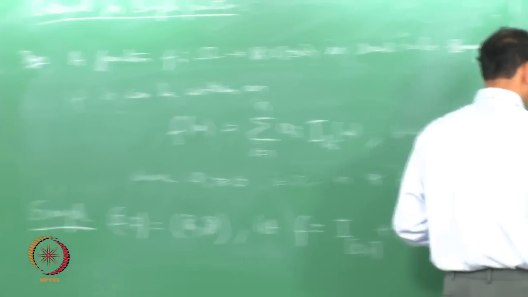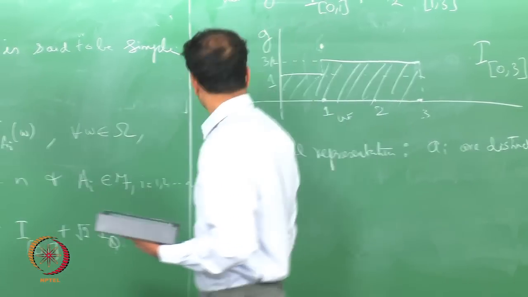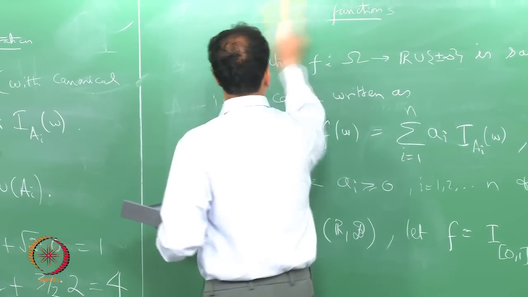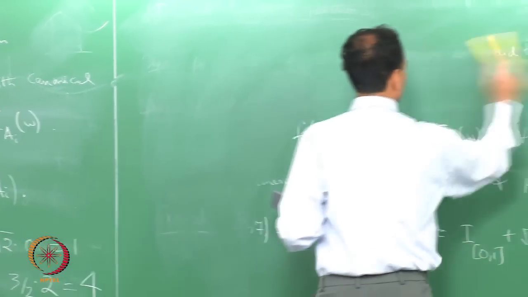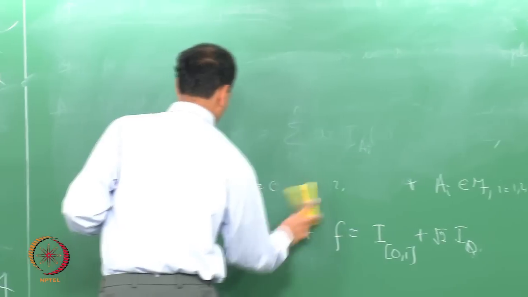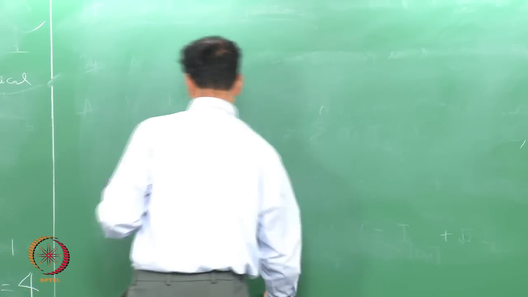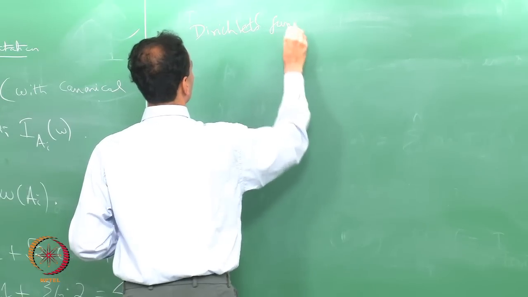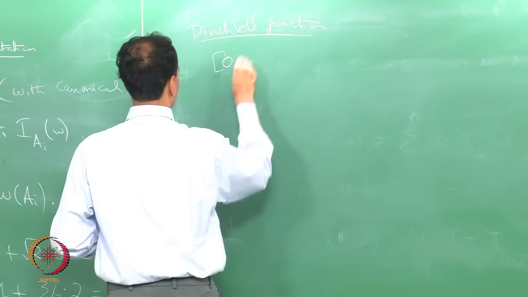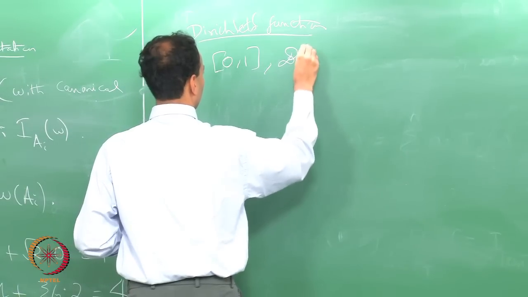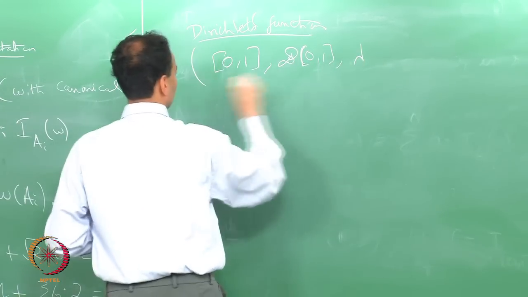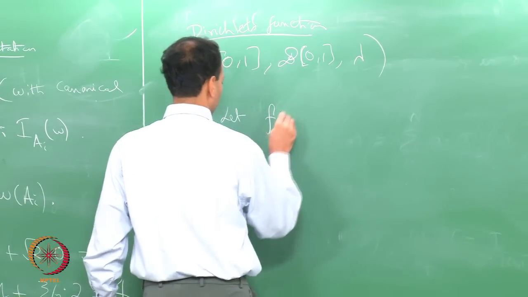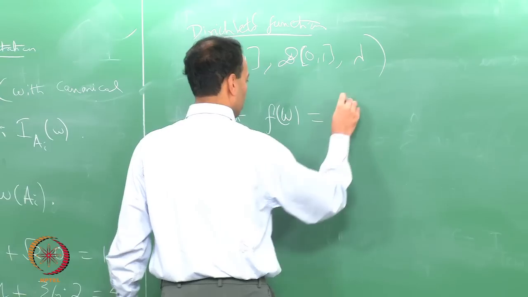Okay, so let us now, do I have 5 minutes? I have 2 minutes, I think. Let me try and do one more nice example. Well, actually I did that example kind of. Let me consider the following function, called Dirichlet's function. So, let us say omega is 0 1 and I am going to consider Borel 0 1 and lambda. So, this is my space.